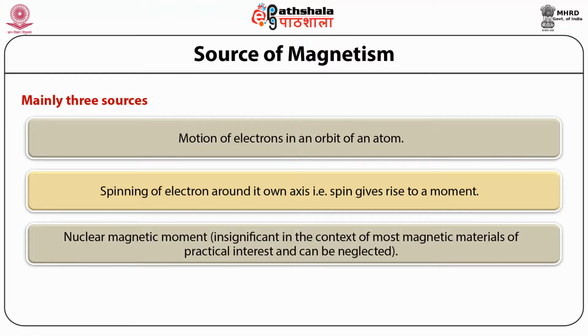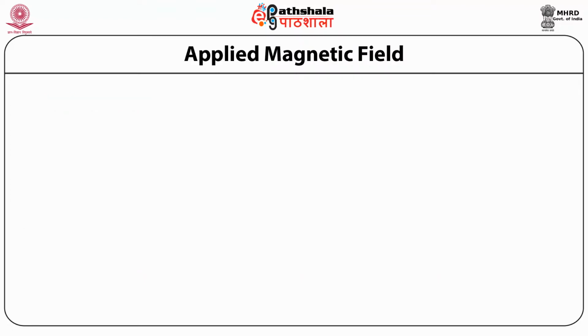The first two contributions are quite significant and contribute to most of the magnetic character of a material, while the third component, the nuclear magnetic moment, is insignificant in the context of most magnetic materials of practical interest and hence neglected. Now let us discuss the orbital moment.